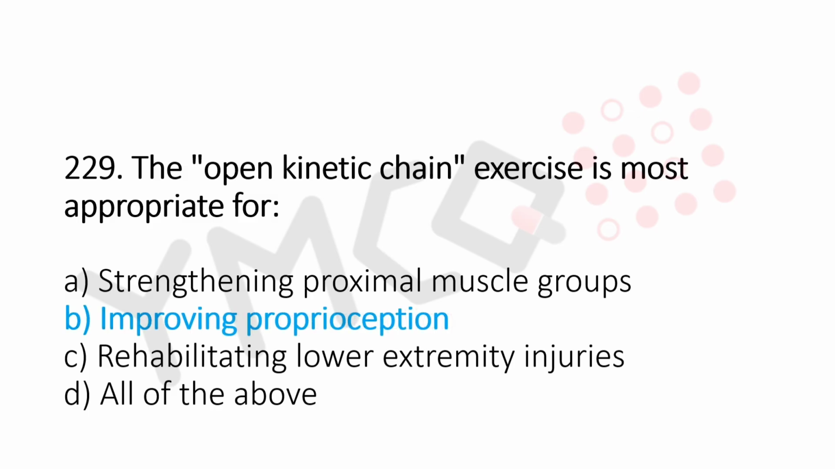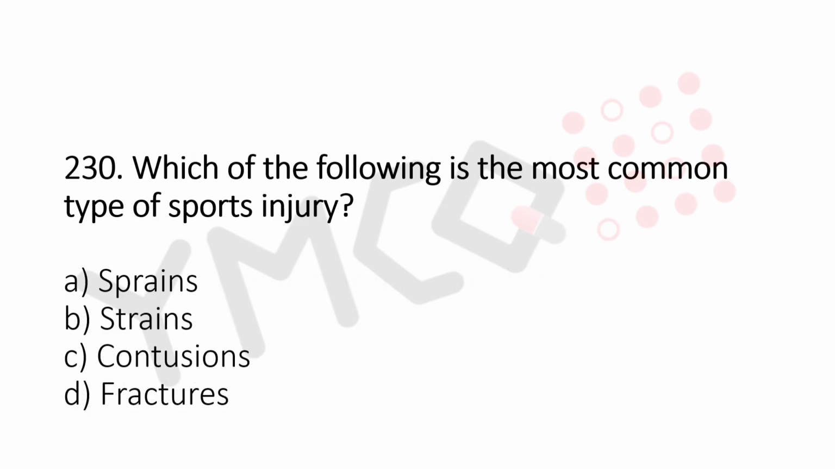Now let's move to question number 230. Which of the following is the most common type of sports injury? Option A, sprain. Option B, strain. Option C, contusions. Option D, fractures. And the answer is option A, sprain.